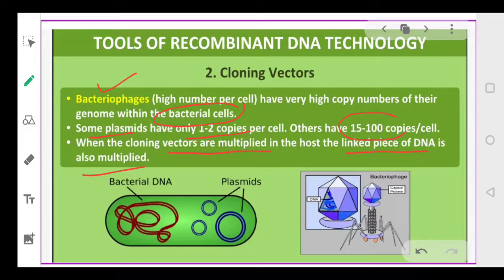So vectors at present are used constantly in this manner so that they can easily be linked with the foreign DNA, and they can also help in the selection of recombinants from the non-recombinants. So they are engineered in a way that we can easily link the foreign DNA in these substances, and we can also identify the recombinants from the non-recombinants.